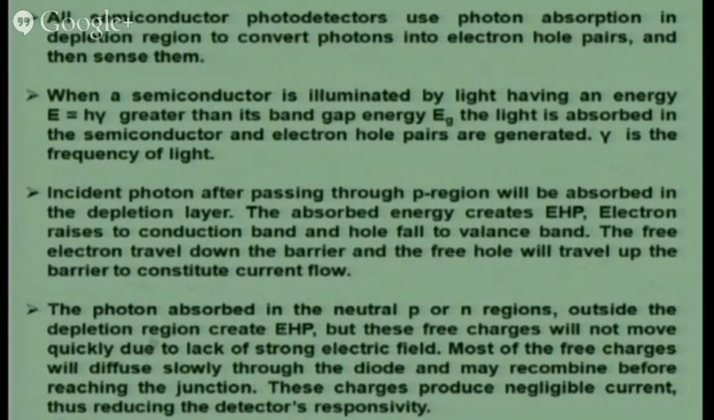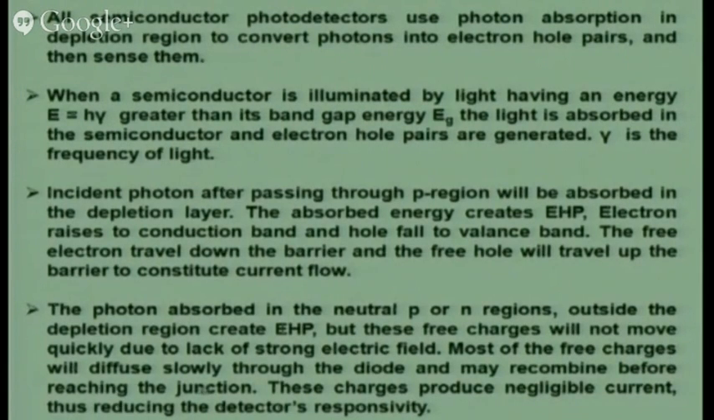current flow. A photon absorbed in the neutral p or n region outside the depletion region also creates an EHP, but these free charges will not move quickly due to lack of a strong field. There is a field in the depletion region because this acts like a parallel plate capacitor with a positive charge and a negative charge, and there is a field that exists in that.